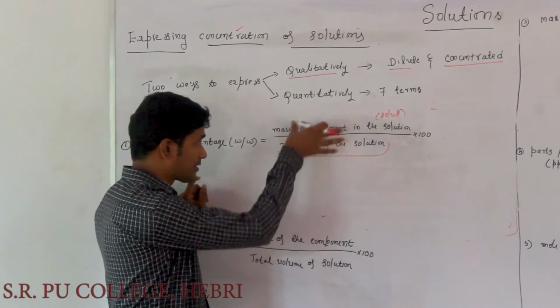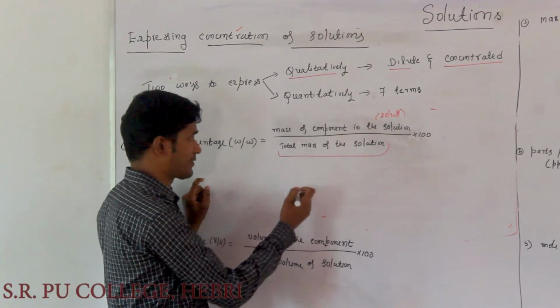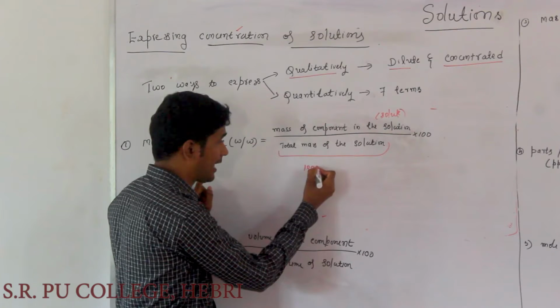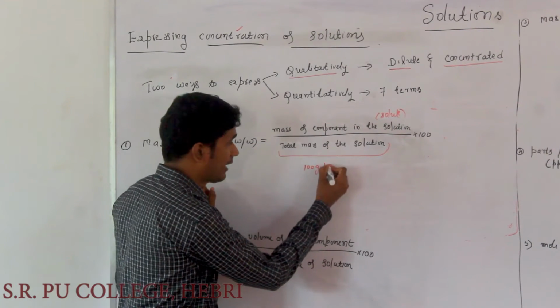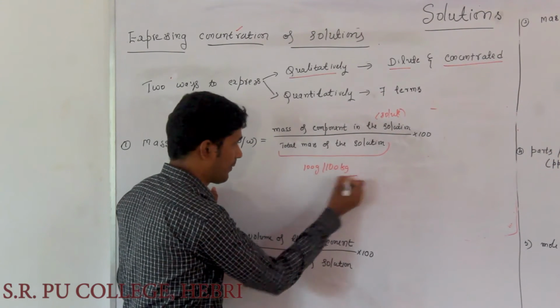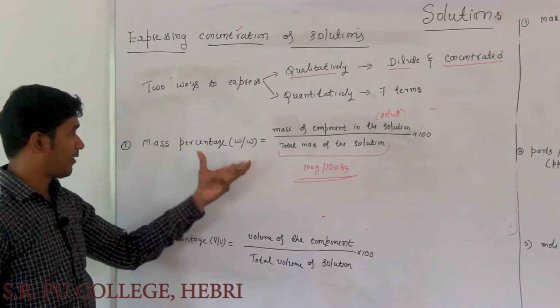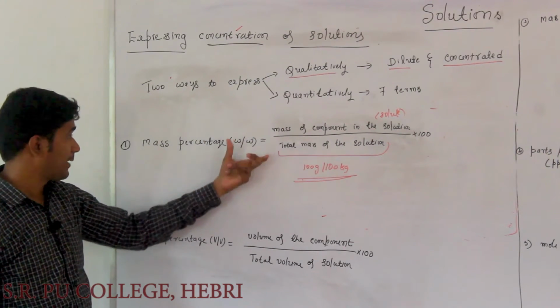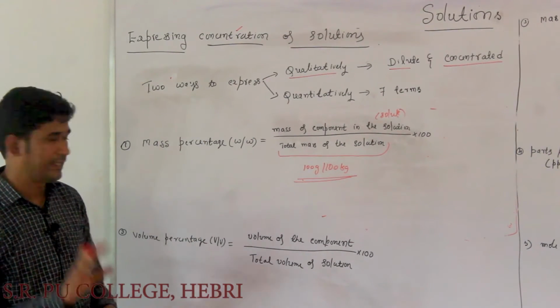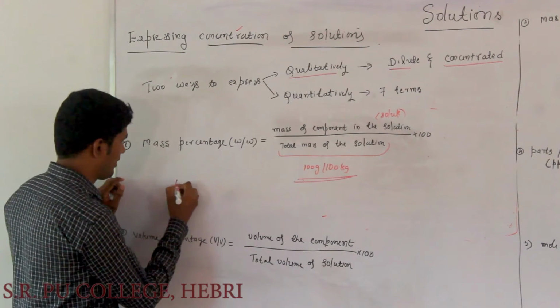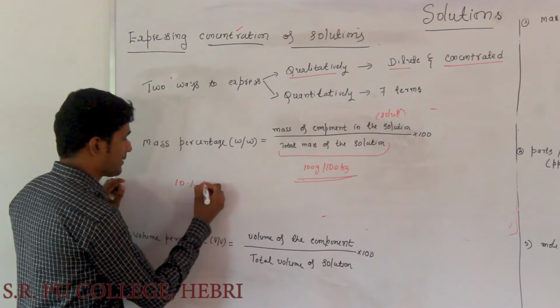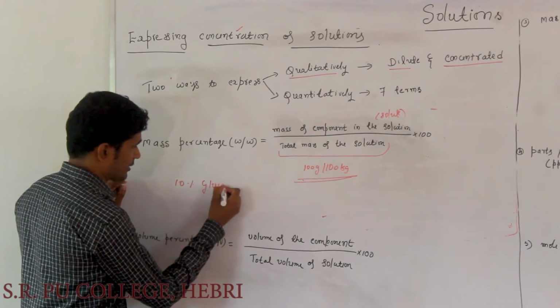And while preparing the solution, the total mass must be 100 gram or 100 kg. So you remember this thing. So how to prepare these types of weight by weight or mass by mass percentage solutions? I will give you two examples here. Let us prepare 10% glucose solution.